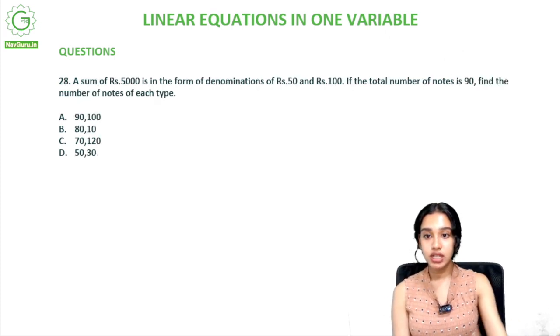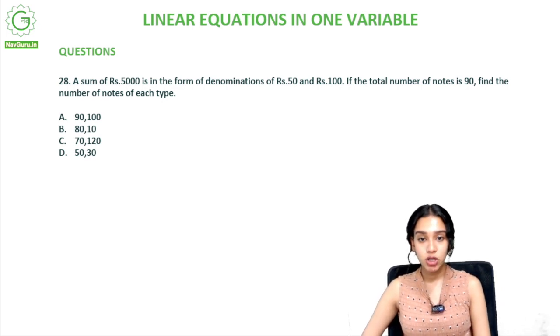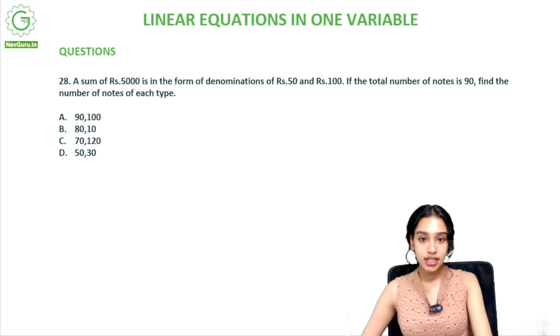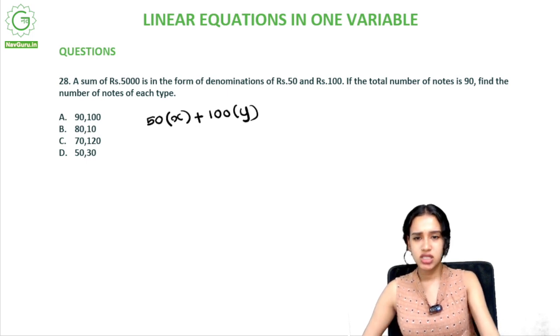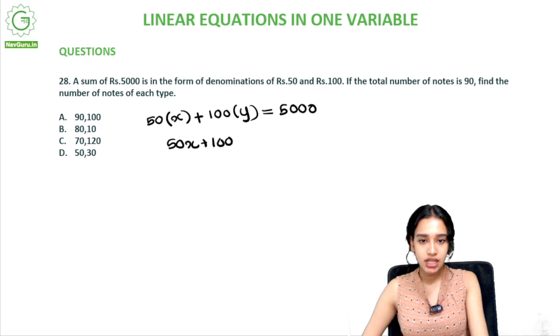Now let's move on to the next question. A sum of rupees 5,000 is in the form of denominations of rupees 50 and rupees 100. So it is said that we have x amount of 50 rupees notes and y amount of 100 rupees notes, which add up to rupees 5,000, right? So we could write 50x plus 100y is equal to 5,000.